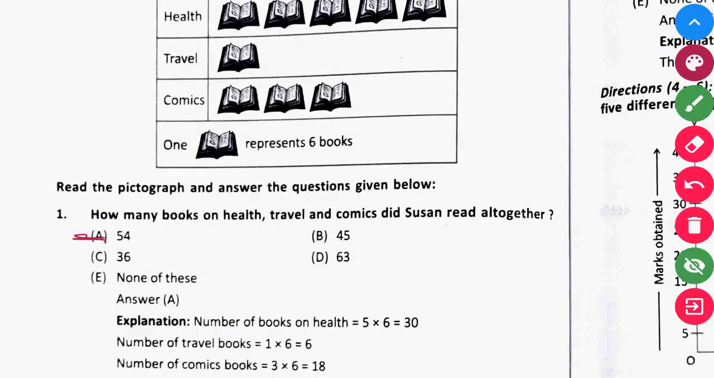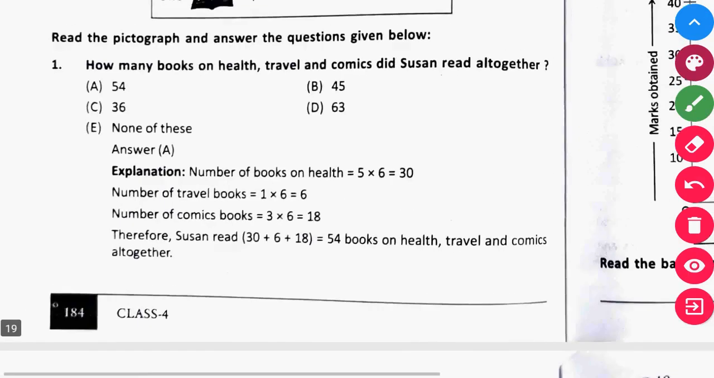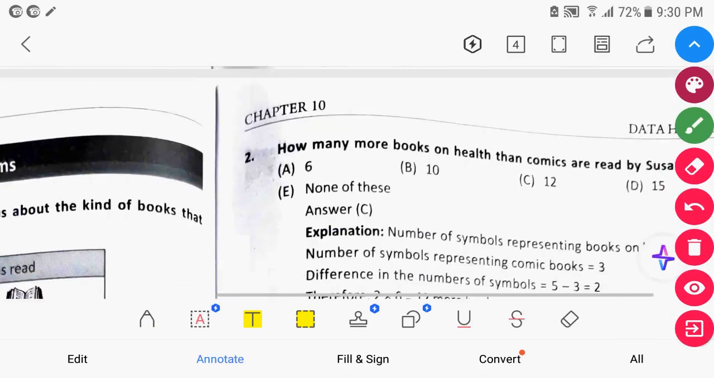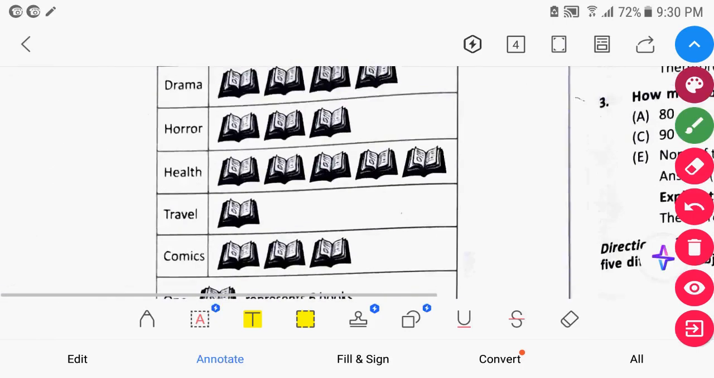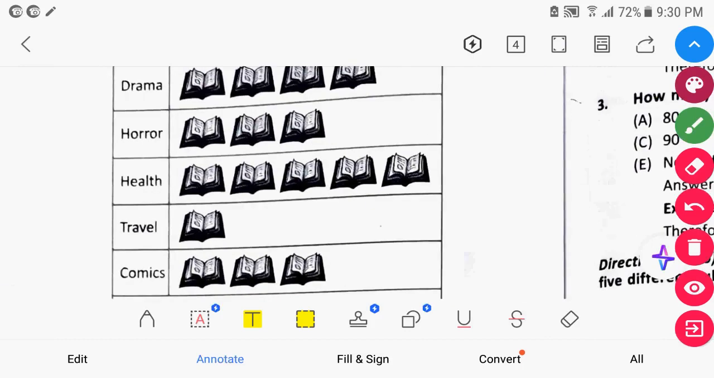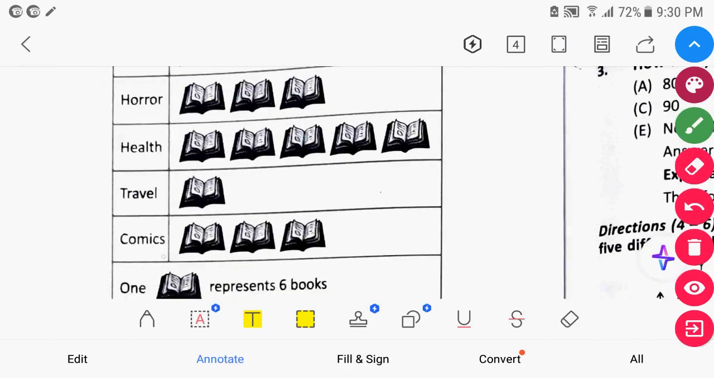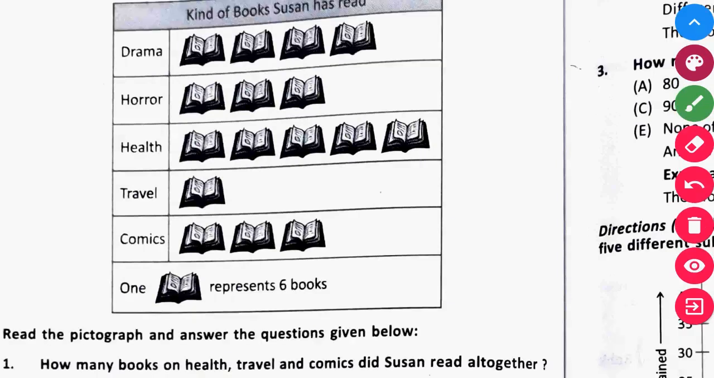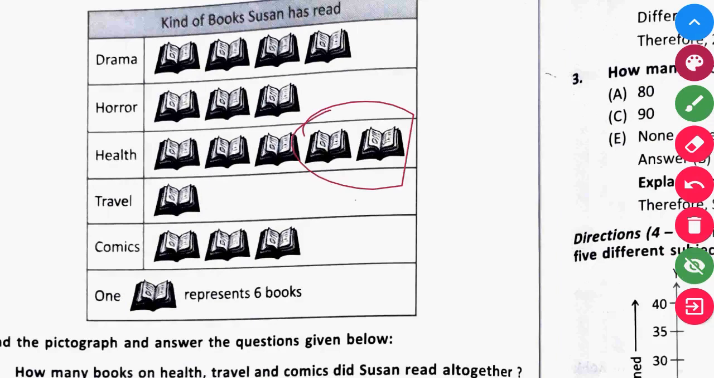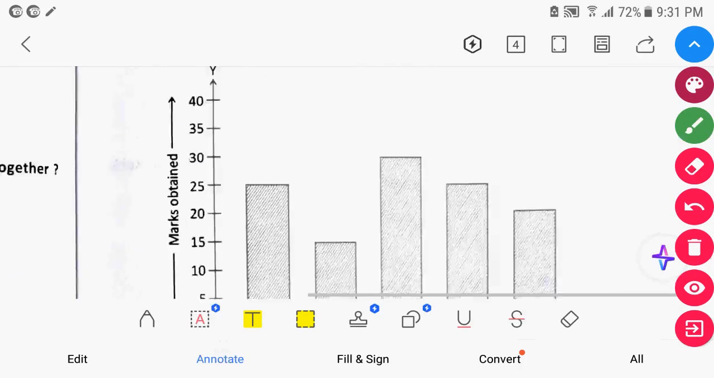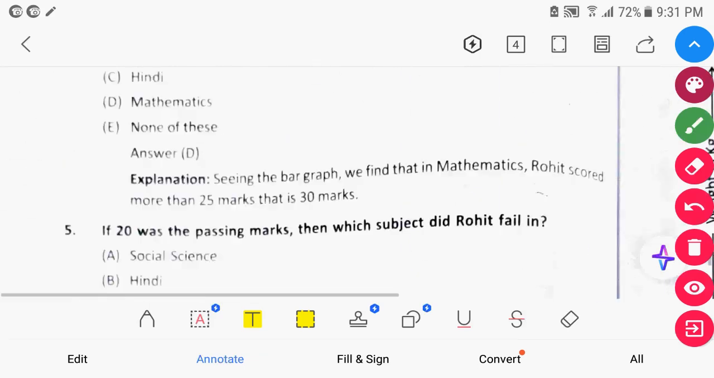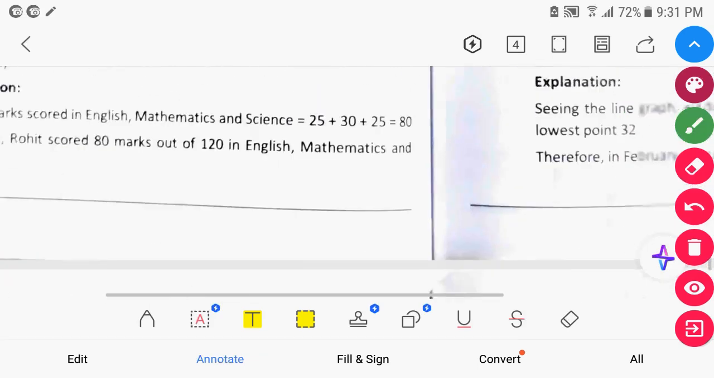Answer A. Now the next question is, how many more books on health than comic are read by Susan? Now how many on health did he read? 1, 2, 3, 4, 5. And comic 3. So how many more did he read? 2 sets are read more than the comic. So 6 multiplied by 2, that is 12 books he read more than the comic. Like this you have to answer looking at the picture.